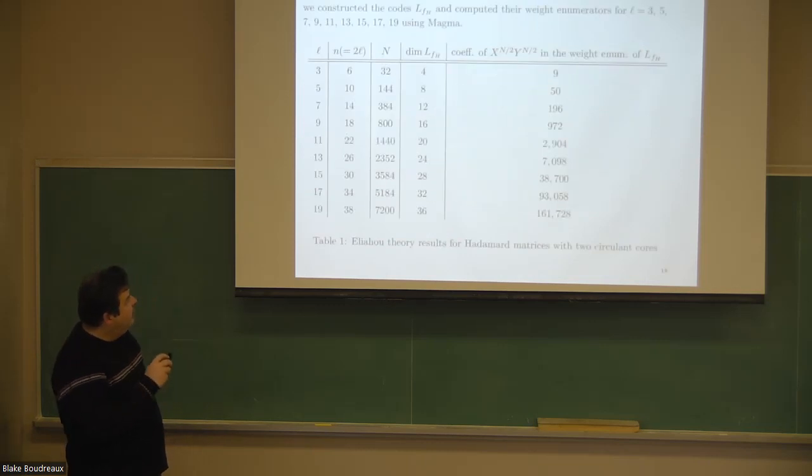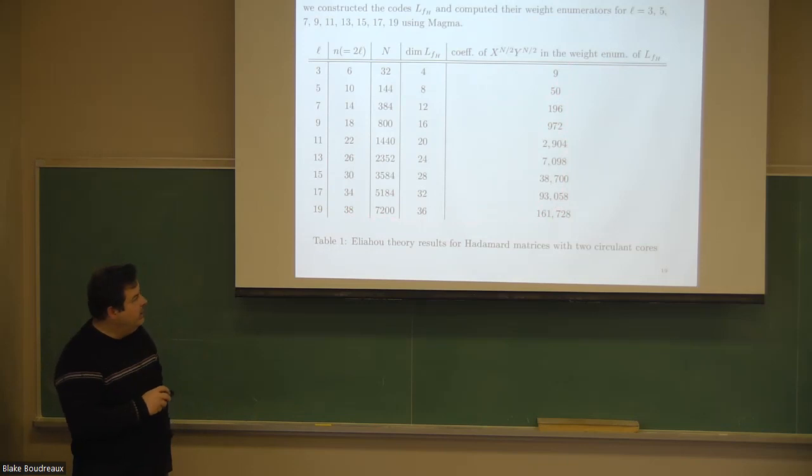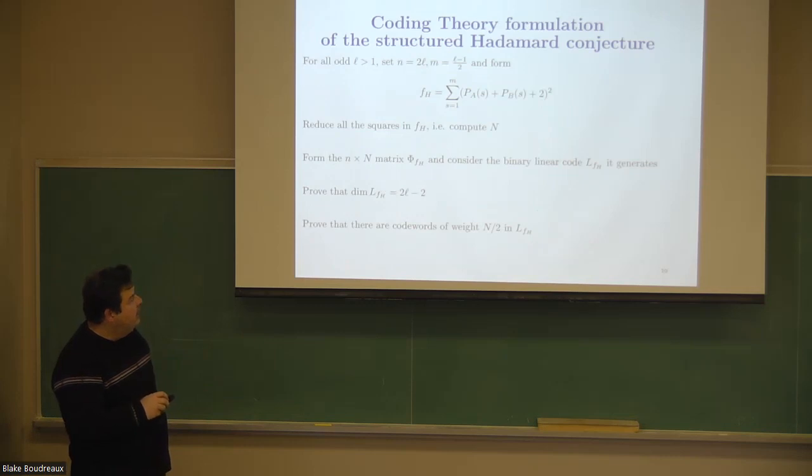So we did the same for the remaining dimensions up to 19, then the n becomes big, 7,000 columns, 38 rows, and we got these exact same numbers that we found with exhaustive searches previously. So at least we have some independent verification that these numbers are correct. So now they can go into Sloane's online encyclopedia, but only up to 19. And in summary, this is my last slide. This is the coding theory, if you like, reformulation of this structured Hadamard conjecture. You start with an odd L bigger than 1.